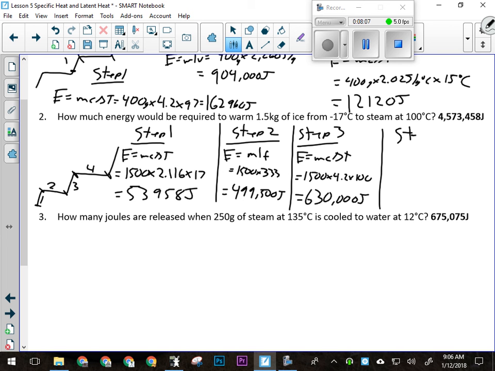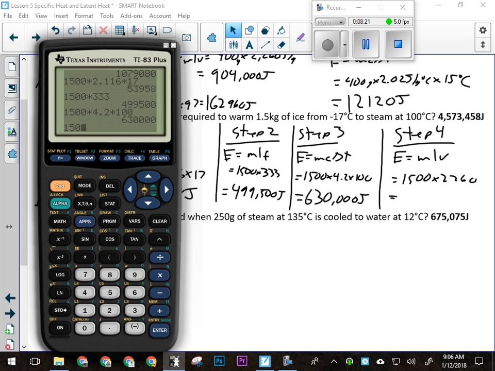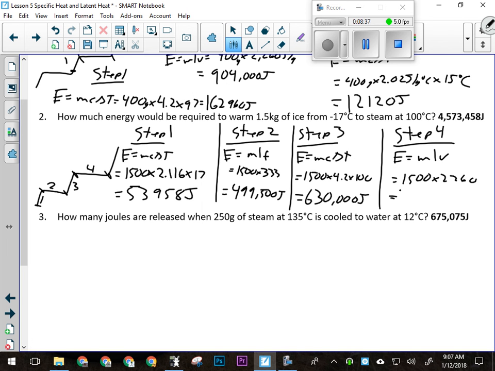All right, and then our last step, we have to evaporate the water. So E equals MLV. So 1,500 grams times 2,260 joules per gram. I should probably just add another 0 onto that. Okay, so 3,390,000. Okay, add all those up, you get 4,573,458 joules.